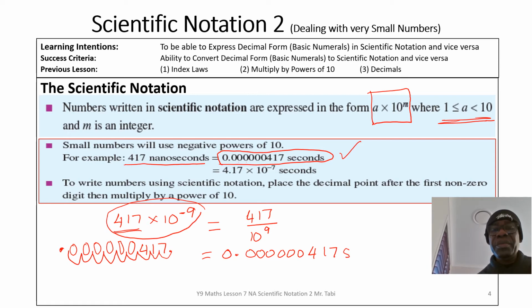Now, to write this in scientific notation, 1, 2, 3, 4, 5, 6, 7, we place the point between 4 and 1. So that would be 4.17, and multiply this by 10 to the power minus 7, because we had to move that 7 times. 1, 2, 3, 4, 5, 6, 7. So minus 7.